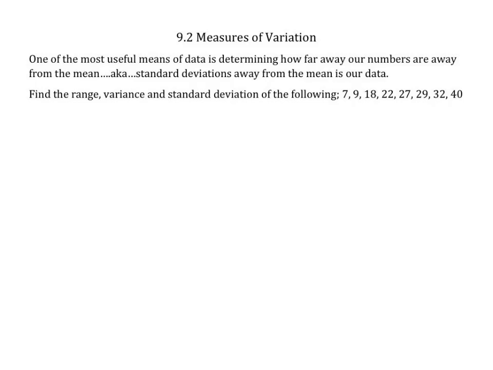Section 9.2, Measures of Variation. One of the most useful means of data is determining how far away our numbers are from the mean, also known as the standard deviation. So how far numbers are away from the mean is also known as standard deviation.